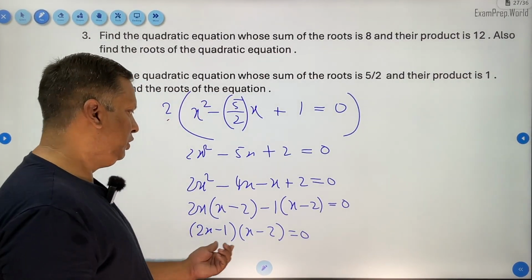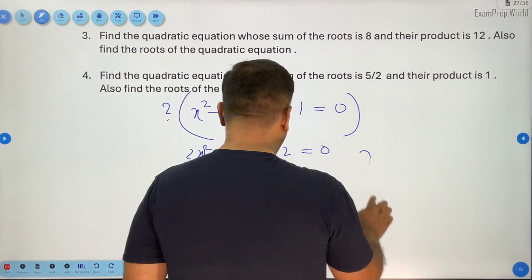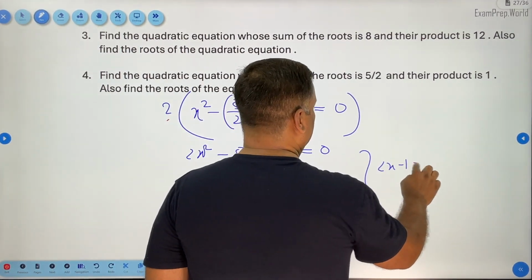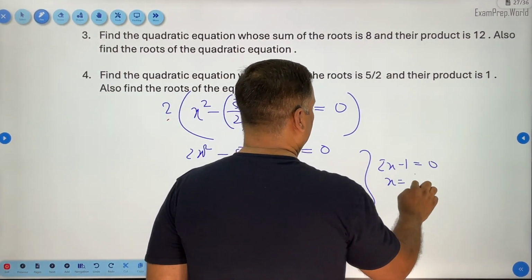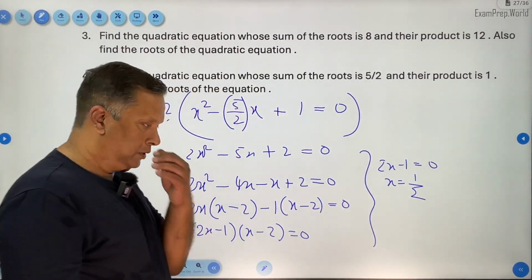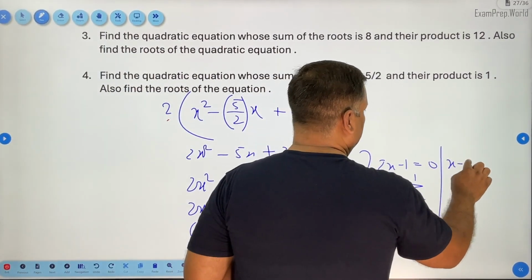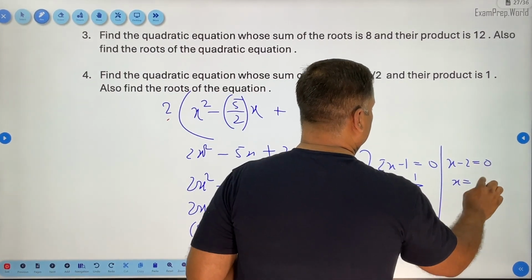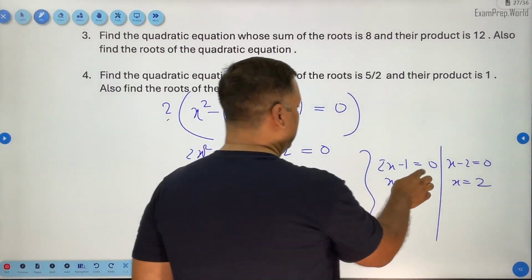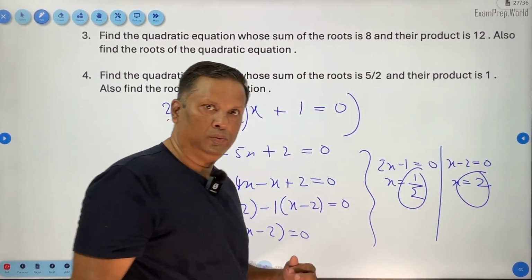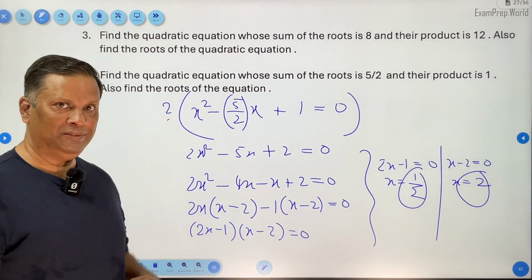So it is 2x minus 1 and x minus 2 equal to 0. Now equate this to 0, equate this to 0. So our roots are 2x minus 1 equal to 0, so x equals half, one of the roots, and x minus 2 equal to 0, x equals 2. So our two roots are half and 2. Okay, easy.